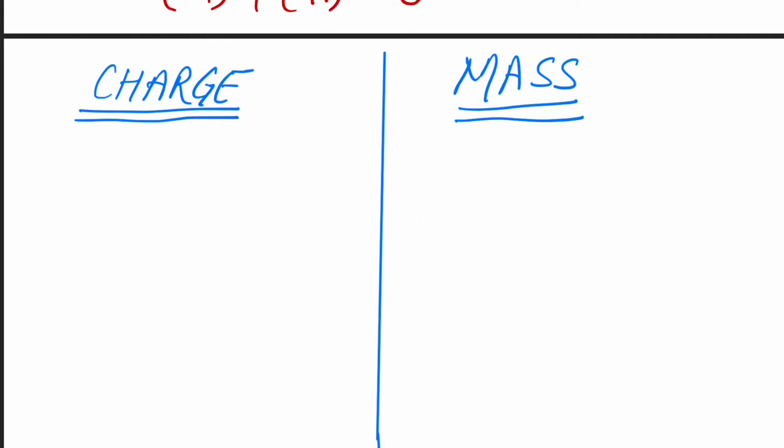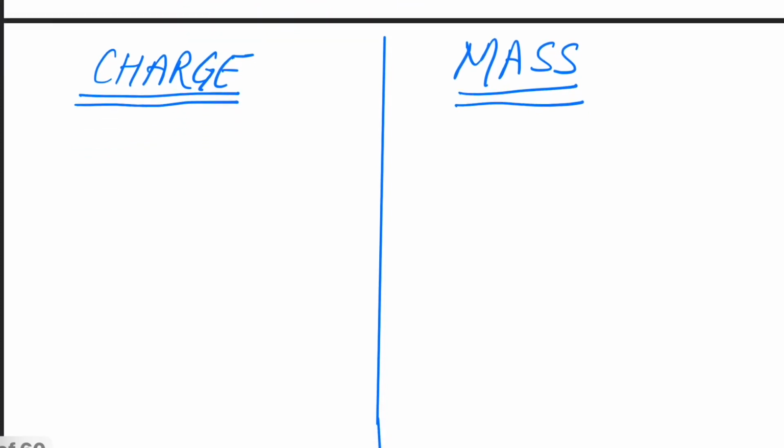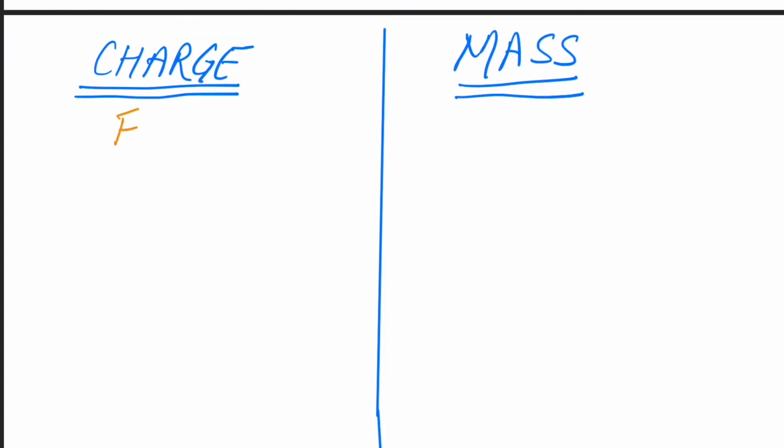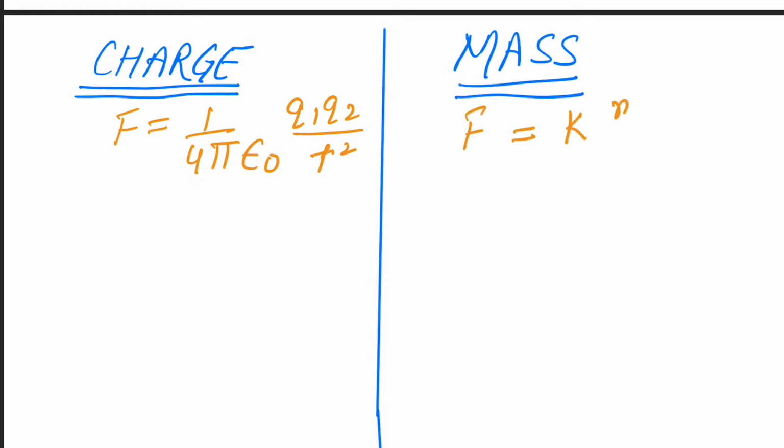Now in the next topic, let us compare the charge and the mass. You know that your Coulomb law says that the charges exert force by this expression, where r square is the distance between q1 and q2. Then the gravitational force is given by this equation, where r square is the distance between the masses m1 and m2.